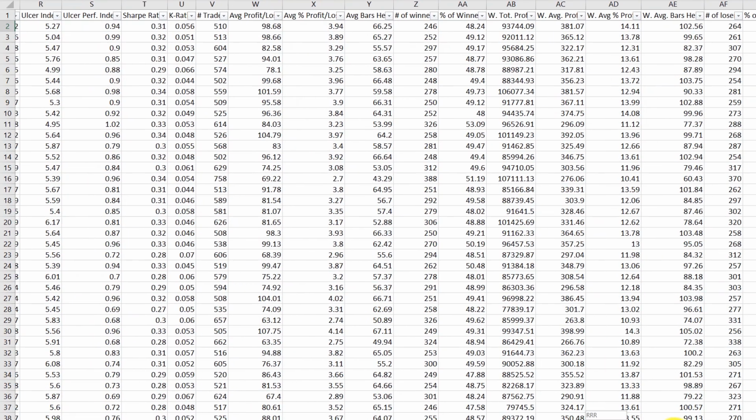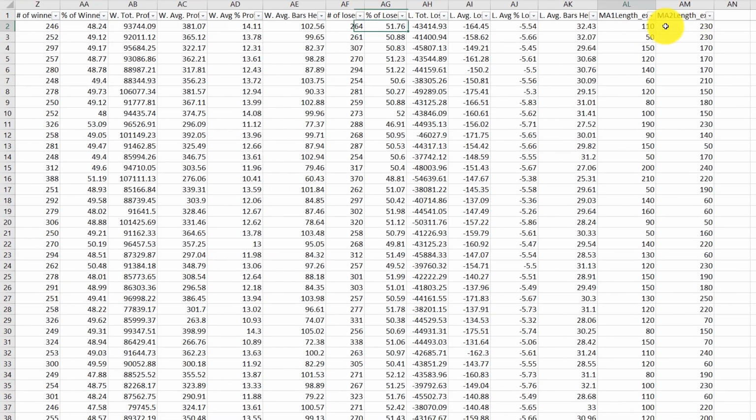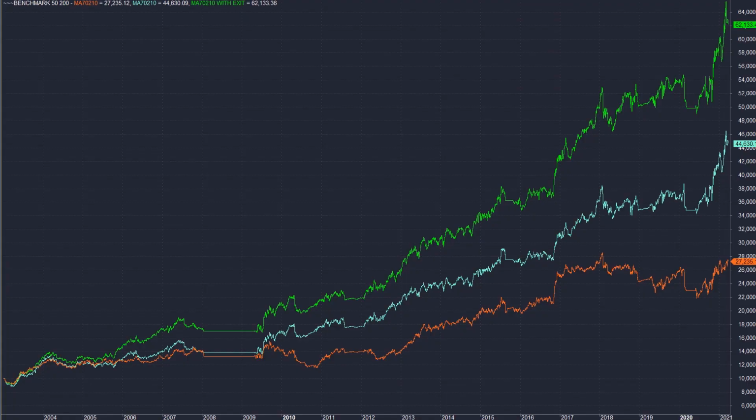The best performing moving average crossover variant for the exit side of our simple moving average crossover system is the 110-day and 230-day moving average. This means that when the 110-day moving average crosses below the 230-day moving average, a sell signal is generated and the position is closed. Let's have a look at the final equity curves.